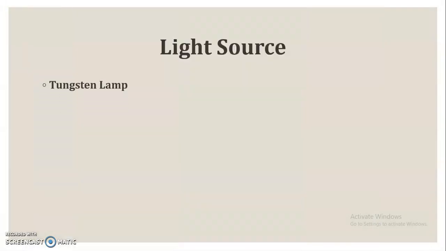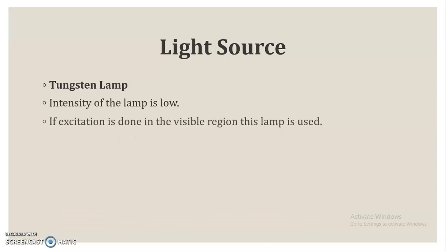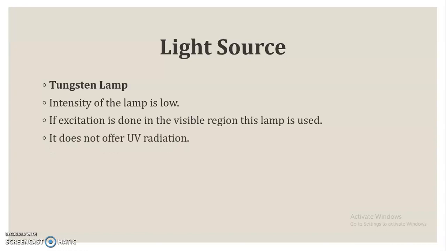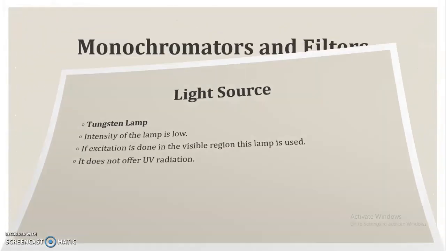After that, the third lamp used as a light source in fluorimetry is the tungsten lamp. This is very rarely used because the intensity of the lamp is low. If excitation is done in the visible region, this lamp is used. Generally, when we carry out excitation in the UV region, this lamp is not used, because it does not offer UV radiation. Whenever a low cost instrument is prepared, these tungsten lamps are used. So these are the various lamps that are used in fluorimeters.